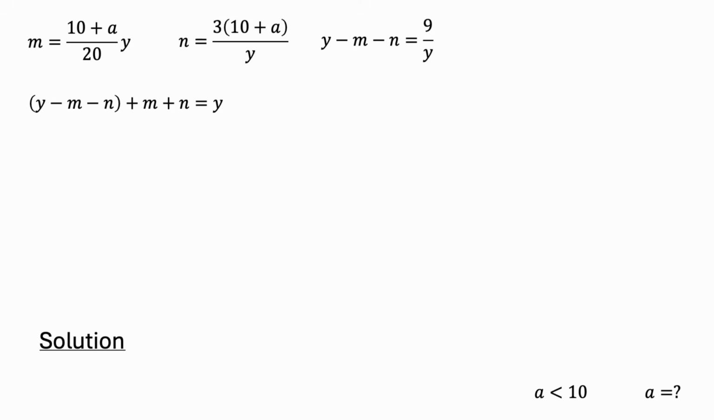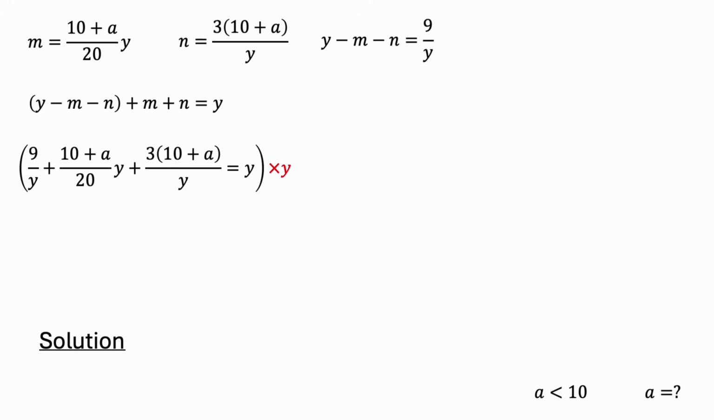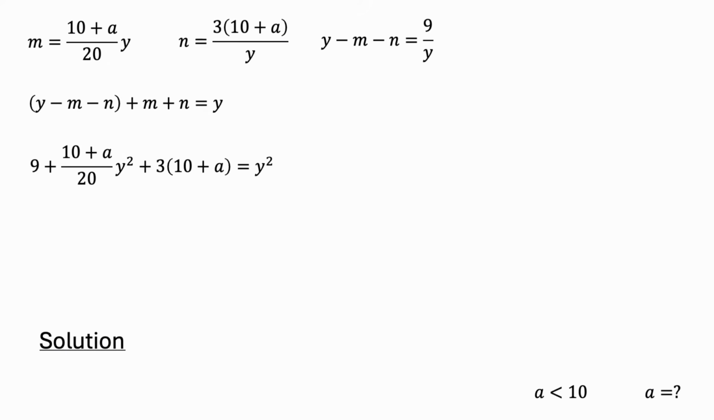Since y minus m minus n plus m plus n equals y, we have 9 over y plus (10 plus a) over 20 times y plus 3 times (10 plus a) over y equals y. Multiplying both sides by y to clear the denominator, and after rearranging, we obtain (10 minus a) over 20 times y squared minus 3 times (a plus 10) minus 9 equals 0.